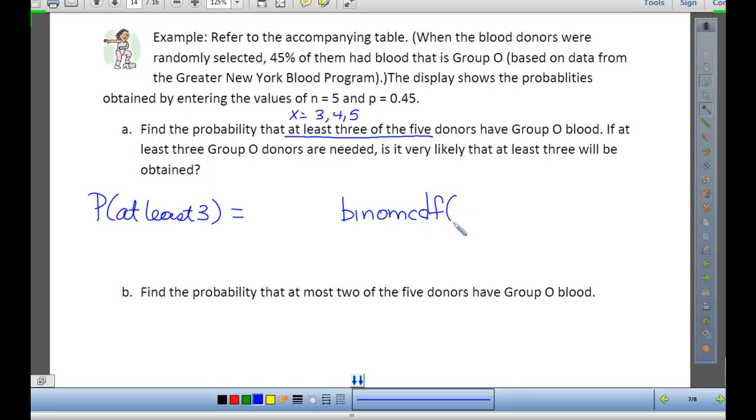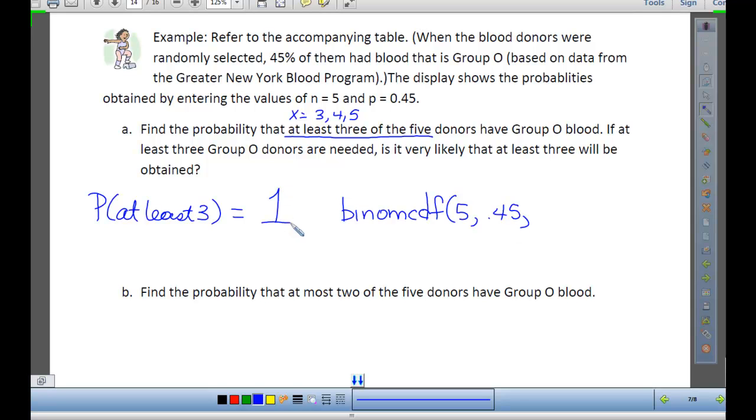Okay. We can go ahead and put in N, which is 5. P is 0.45. But what are we going to put in for X? Okay. We need to think about it, because the binom CDF will include from 0 to the X value that we specify. So up to which X value do we want to subtract? All the way up to 5? If we put in 5, then it takes everything away. Up to 2. That's right.